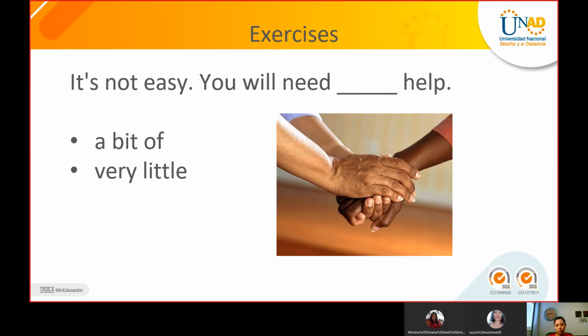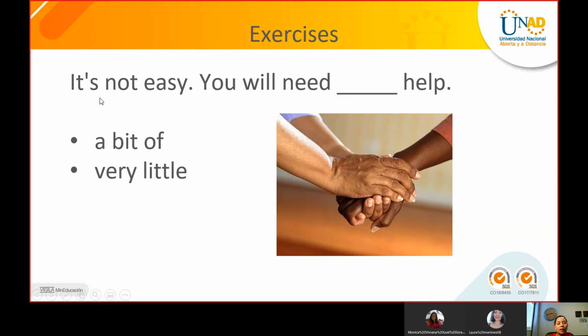Why? Because "a bit of" is poco, algo de ayuda. It is not "very little" because "very little" is mucho, bastante. No, very little is like not much.